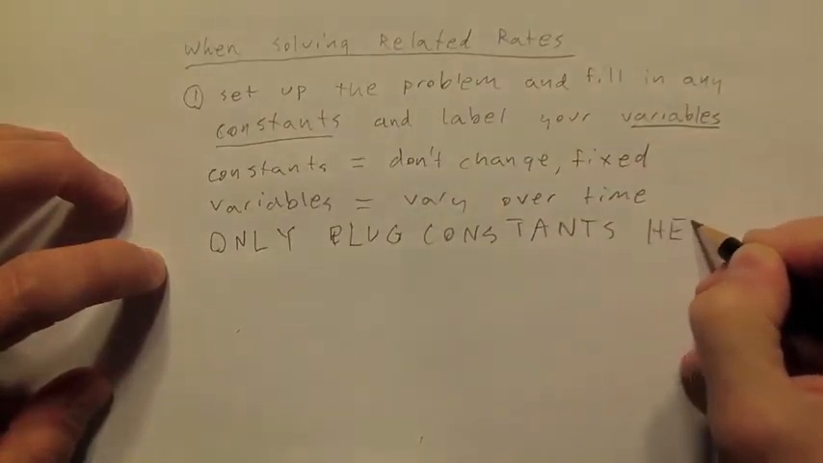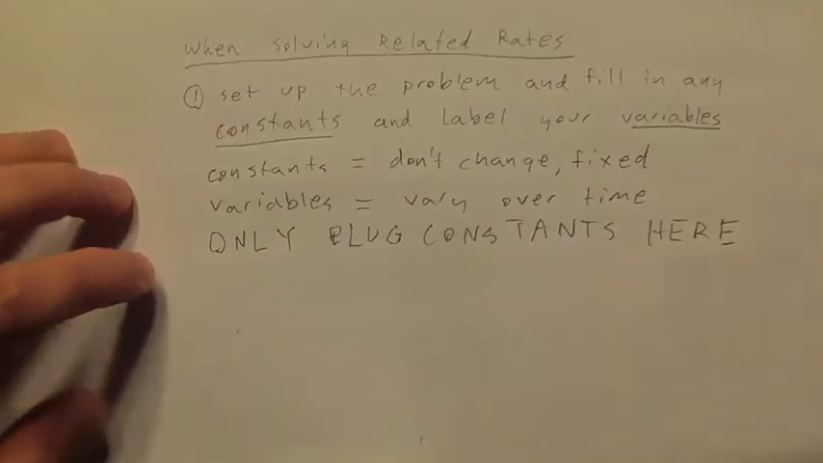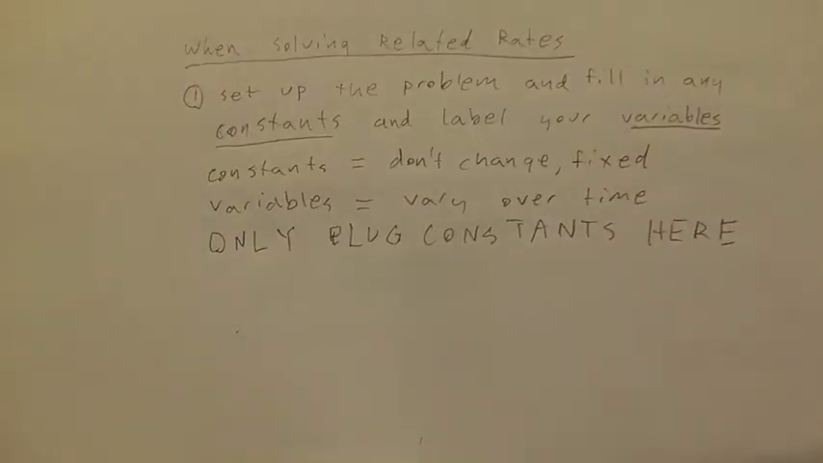Okay, in this first step, if you plug in everything, because you're going to be given a lot of information, you're going to mess the whole problem up. Because when you take the derivative, you're going to have just a bunch of constants. Nothing's going to work right. Only plug in constants. If you're told information about a variable, don't worry about it yet.